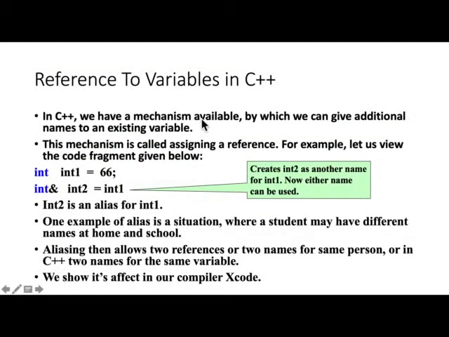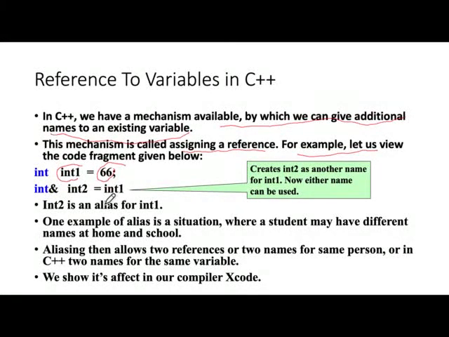Okay, next issue is popularly called pass by reference, but we're going to talk about this in a little bit more of a different way. In C++, we have mechanisms available by which we can give additional names to an existing variable. This mechanism is called assigning a reference. For example, let us view the code fragment given below. I have an int variable called int1 and I store 66 in it. I could say int, ampersand sign, int2 equals int1.